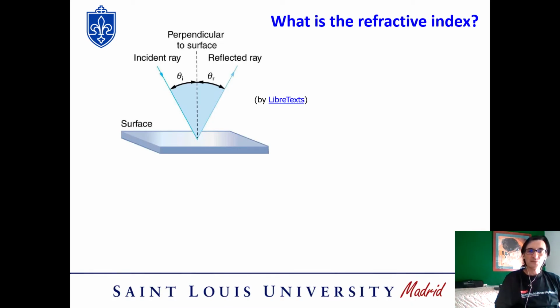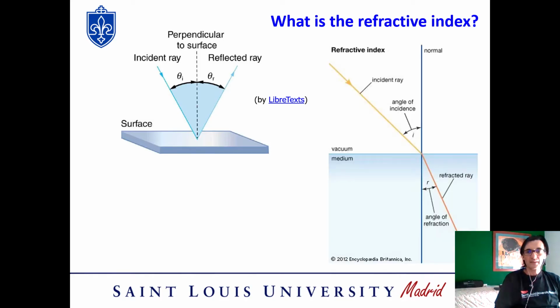But what happens if this ray enters into the material? That's something we can see with water or any liquid when we have light coming through. This is what happens, and there are two effects here. The first effect is that the speed of light inside the material is reduced. Light is slowed down, and the reason is that atoms and other particles inside the medium are stopping the light somehow. That's why the light goes slower.